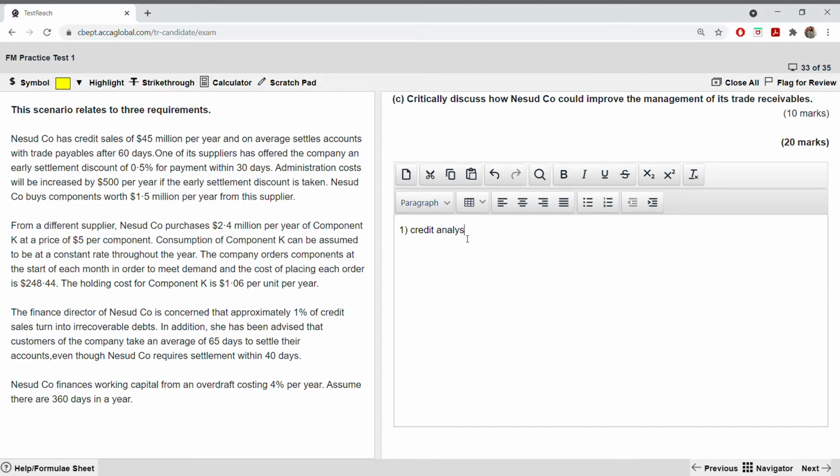But when you write this bullet point, it's not enough. You need to discuss this. You need to emphasize and talk more on these points. So the first is credit analysis.